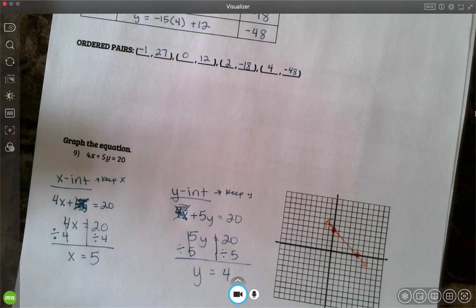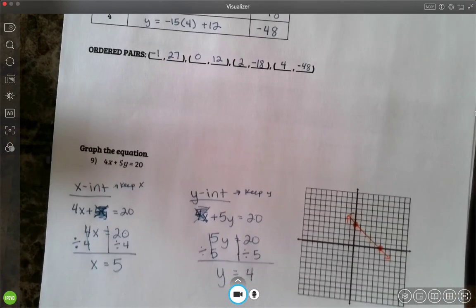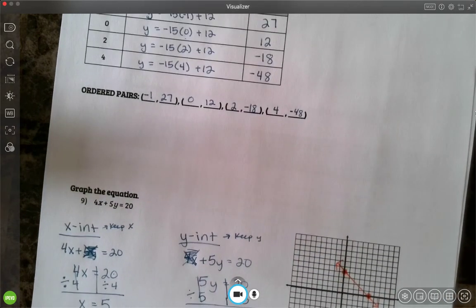Okay? So that is how you will graph on your test. For your test, if you print it out, you'll automatically have a graph.